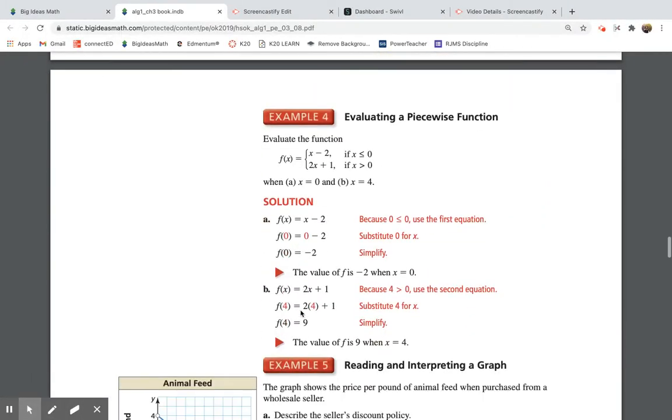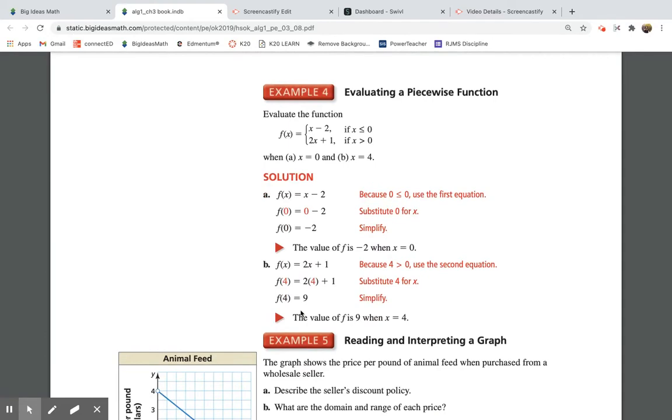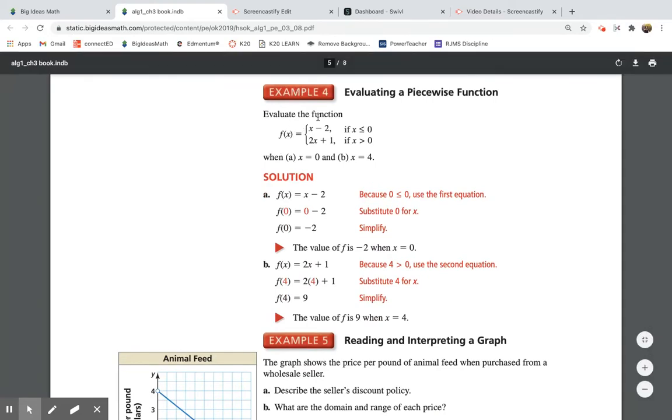Okay. Example 4, evaluating a piecewise function. So it says evaluate the function, and they split this one into 2. They could have split it into 3. Then they give us 2 problems, A and B. A, when x equals 0, and B, when x equals 4.